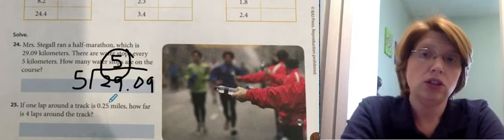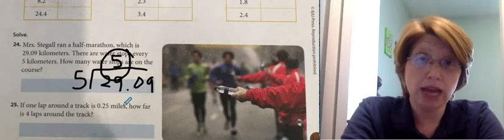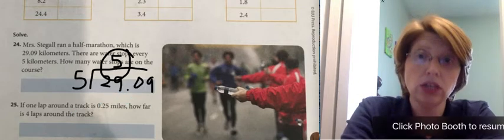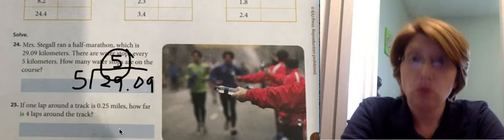If 1 lap around a track is 0.25 miles, how far is 4 laps around the track? Now look here. What does this look like? Put a dollar sign in front of that. What is that? 25 cents. 25 cents is a quarter. How much is 4 quarters? $1. So 4 laps around a track is not $1, but it's going to be 1 mile. Okay, you have to think in the way that works best for you.